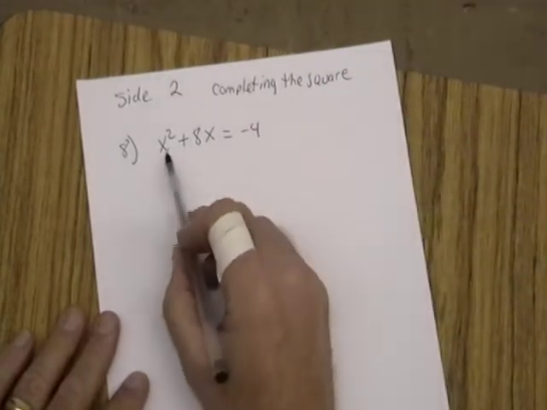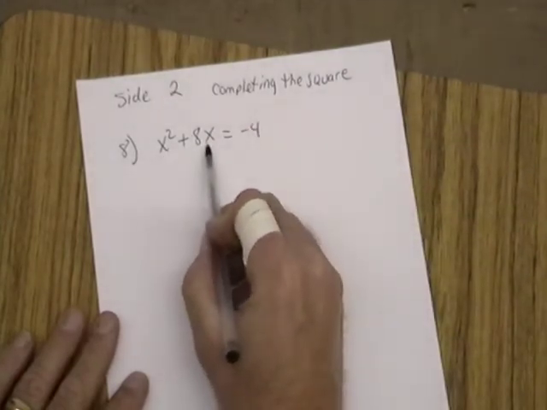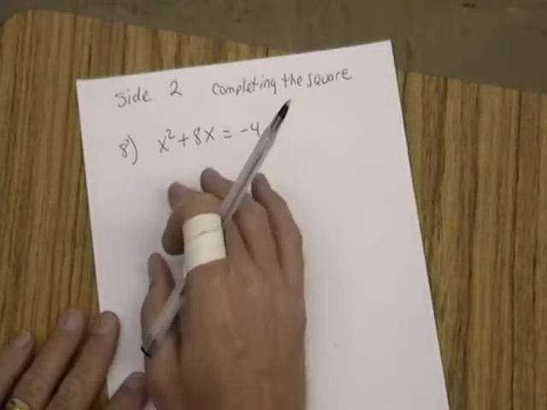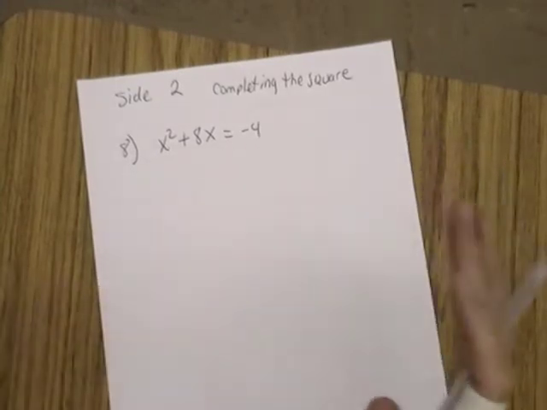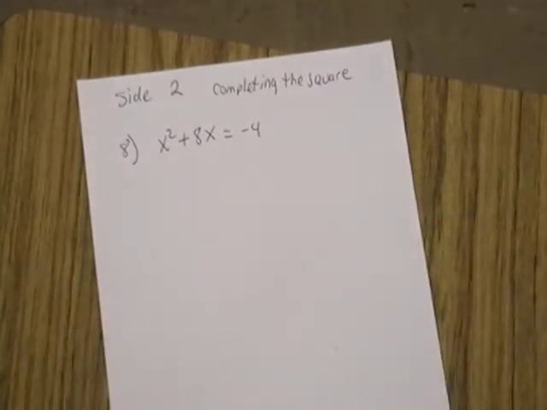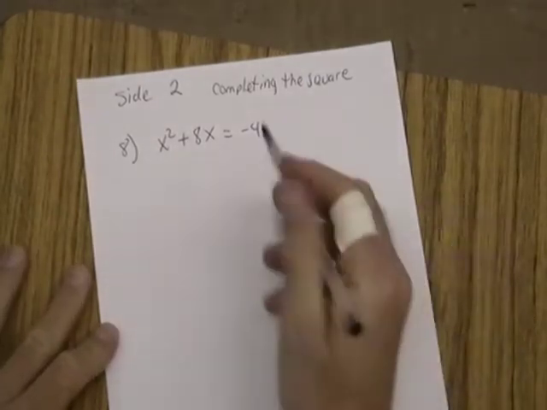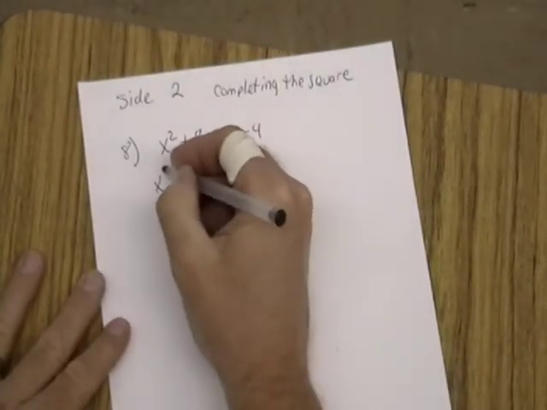And so the x squared and the x term are both on the left side by themselves, which is what we want. So we don't have to do any moving around of the negative 4. And so at this point we can just go ahead and complete the square right now.